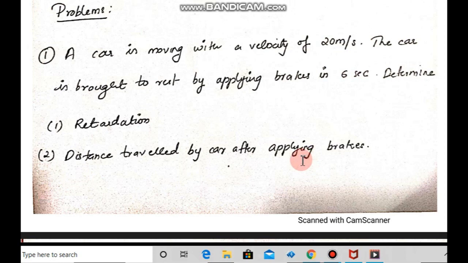So in rectilinear motion, we are studying some problems. So this is the first problem. A car is moving with velocity 20 meter per second. That means initial velocity is given, and the car is brought to rest, meaning final velocity will be v = 0. So you already know the notations of initial, final velocity and all. u is the initial and v is the final, and for bringing to final velocity, 6 seconds. So the time given is 6 seconds. So you need to find out retardation. Now what is retardation? Retardation means negative acceleration. So the negative value of acceleration is called retardation.